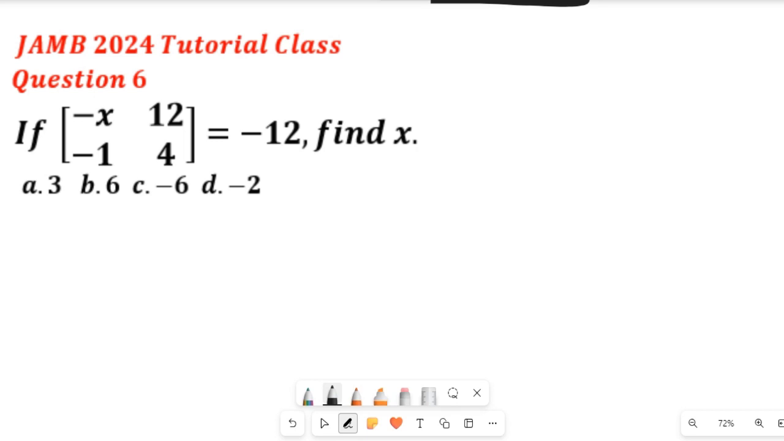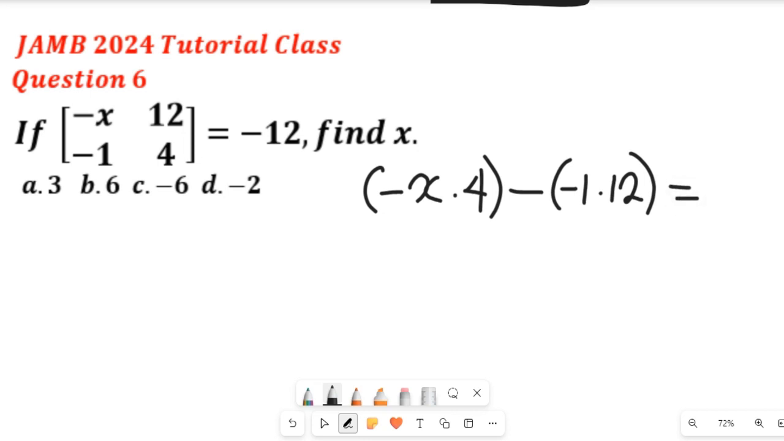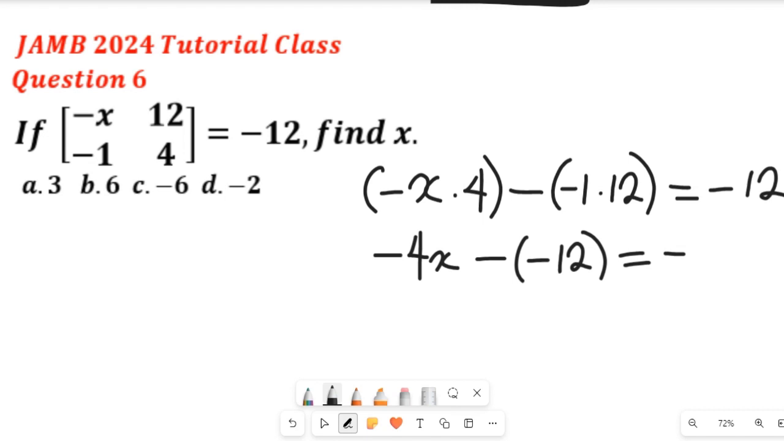To solve the determinant, remember, we are going to have our negative x multiplying by 4, and this will be minus negative 1 multiplying 12, and this they said is equal to negative 12. So we've expanded that. Negative x multiplied by 4 gives us negative 4x, minus negative 1 multiplied by 12 gives us negative 12, and this will be equal to negative 12. And I hope you are following us.